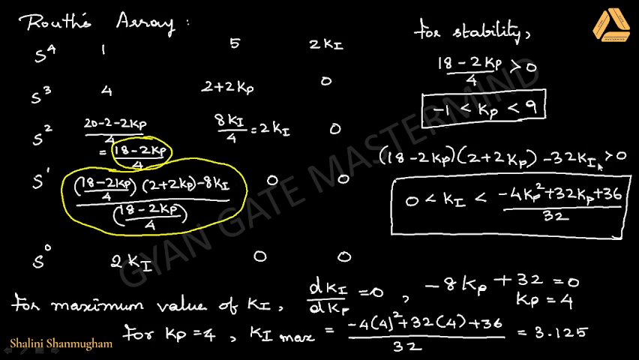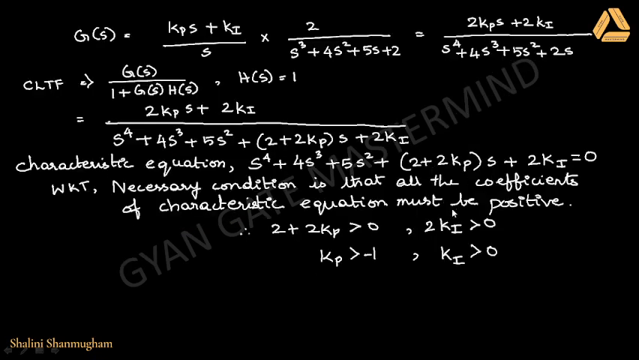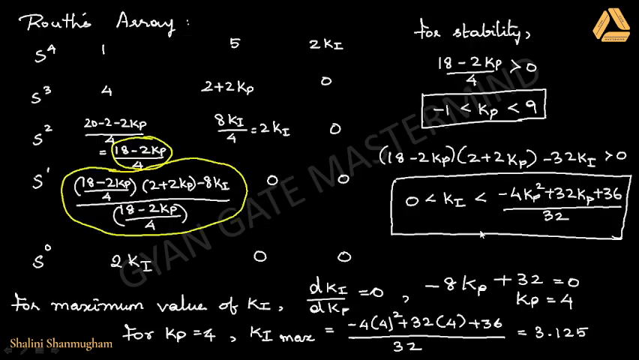By equating, you will get Ki should be less than (-4Kp squared + 32Kp + 36) / 32. And we know that Ki should be greater than 0, which we inferred from the starting necessary condition, 2Ki greater than 0. So combining those two, Ki is greater than 0 and less than this term. We have to find the maximum value of Ki.